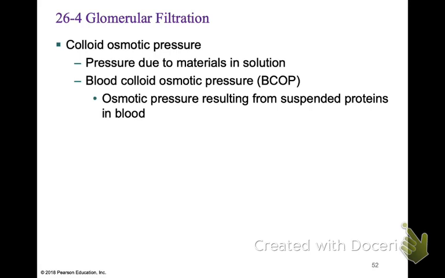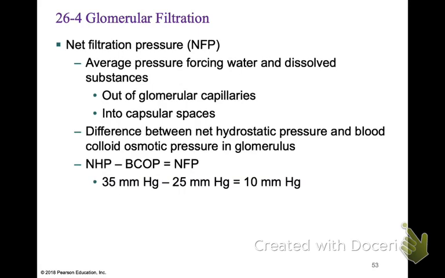The colloid osmotic pressure is due to the plasma proteins, and blood colloid osmotic pressure, no matter where you are in the body, is about the same. It's about 25 millimeters of mercury. So the net pressure across the glomerular filtration membrane is about 10 millimeters mercury. 35 was the difference between the blood pressure and the capsular pressure, and 25 is the colloid osmotic pressure of the blood.